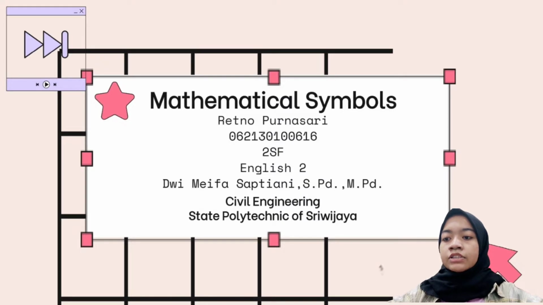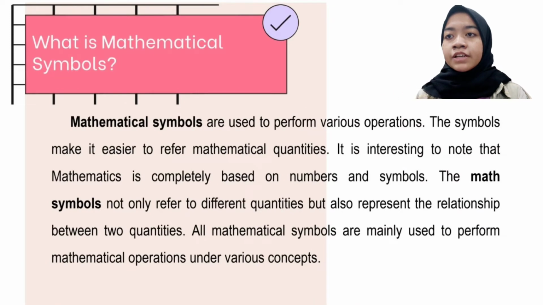Okay, let's talk about the material here. What are mathematical symbols? Mathematical symbols are used to perform various operations. The symbols make it easier to express mathematical quantities. It is interesting to note that mathematics is completely based on numbers and symbols. The math symbols not only refer to different quantities but also represent the relationship between two quantities. All mathematical symbols are mainly used to perform mathematical operations under various concepts.